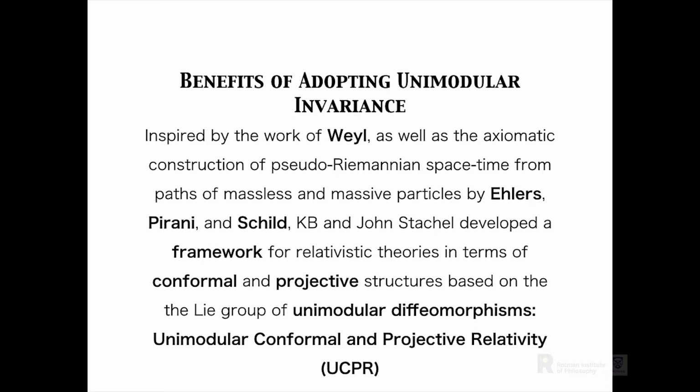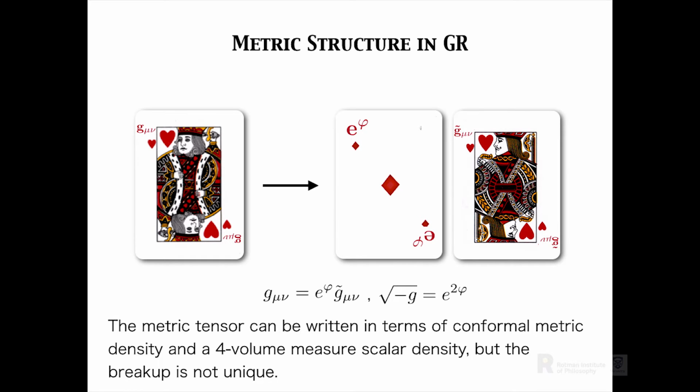What we did is develop a framework for relativistic theories in terms of conformal and projective structures based on this unimodular formulation. We call it unimodular conformal and projective relativity, and I'm going to refer to it as UCPR. We'll do the metric structure first and then the affine structure afterwards. Even in general relativity, we can decompose the metric, expressing it as a scalar density, the square root of minus the metric determinant, and the conformal metric. But this breakup is not unique.